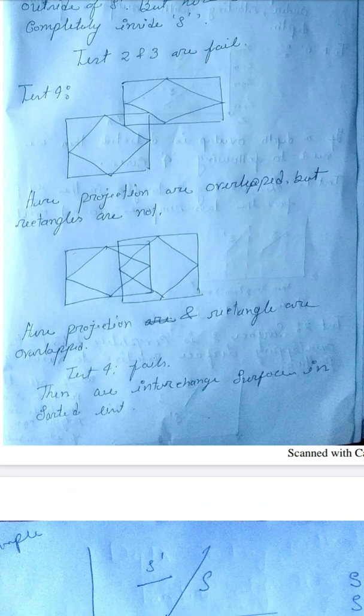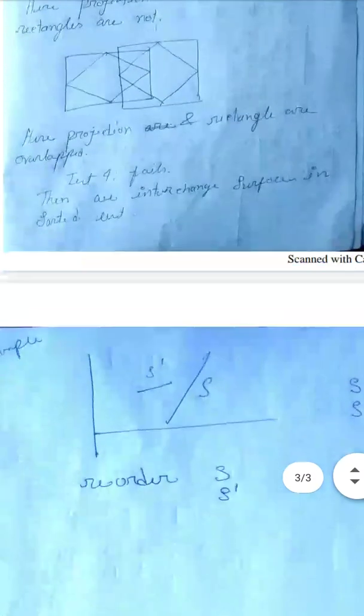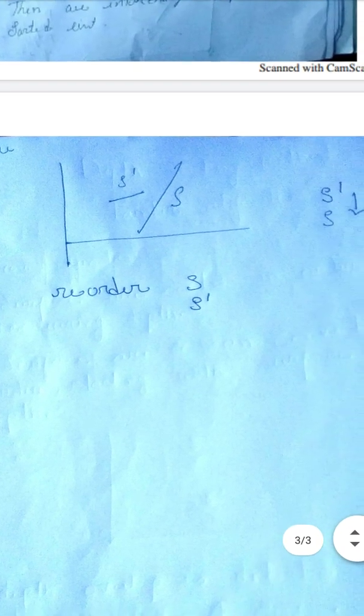If all the test cases from 1 to 4 fail as well as test 0 fails, that means you have to reorder your surfaces. That means you have to reorder your surfaces with the depth. Okay, suppose you have an example. There are two surfaces, one is S, another one is S dash. Here we have considered that S dash is the front surface and S is the back surface.